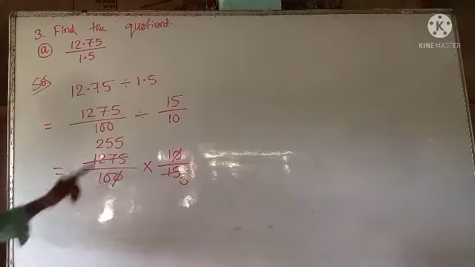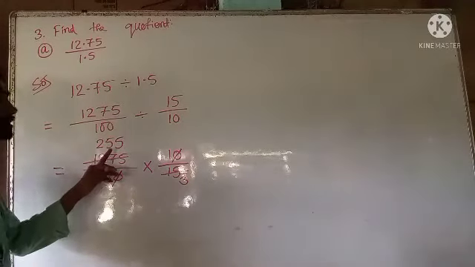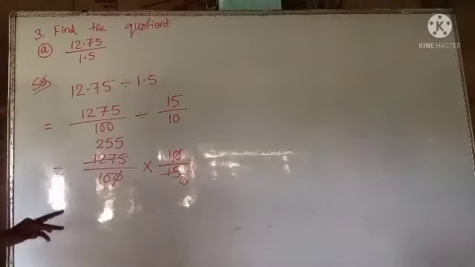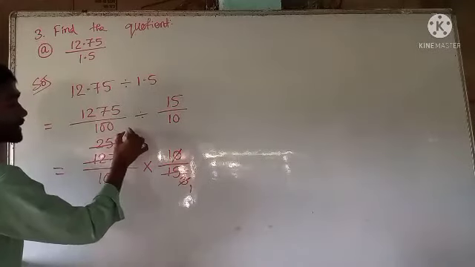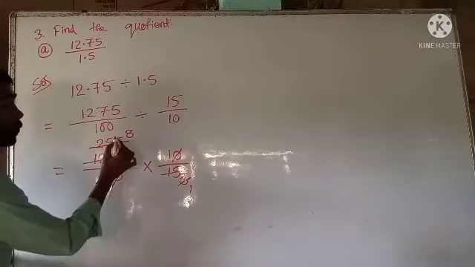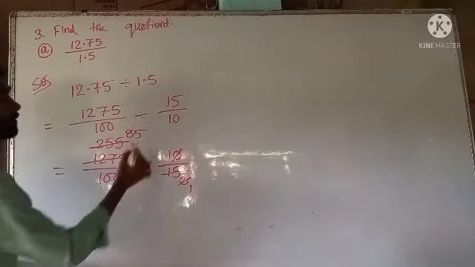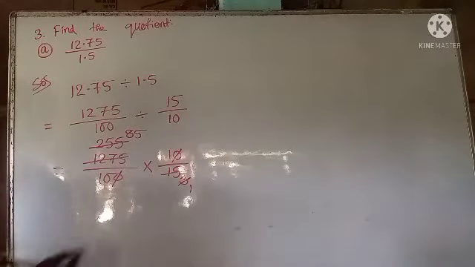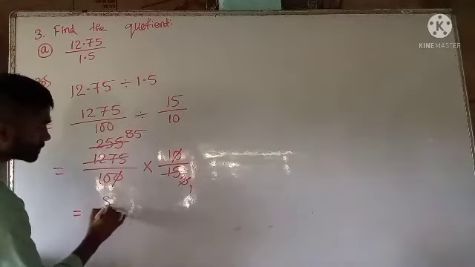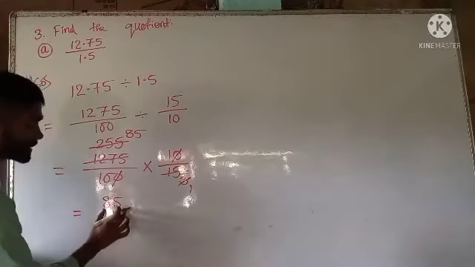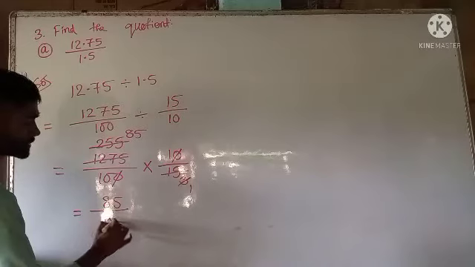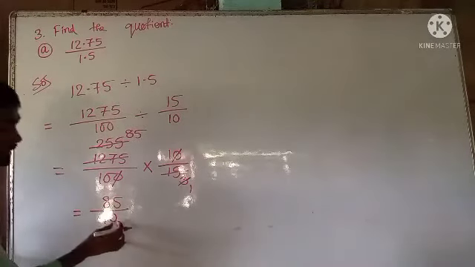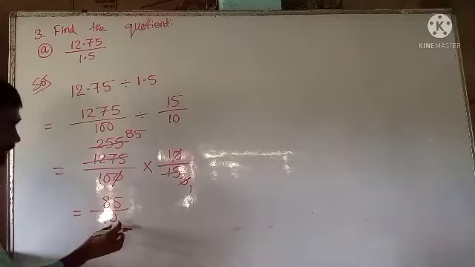Now 3 and 255, whether they are possible to cancel or not. 5 plus 5 is 10, 10 plus 2 is 12. So this 255 is divisible by 3. So 3, 1 times is 3. Again 3, 8 times is 24. And 1 in hand, 3, 5 times is again 15. So we got here 85 in the numerator's place. Into 1 we will get the same result, that is 85 itself. By 10 into 1 we will get the same result, that is 10. Now here this denominator has 1 0 in it, that means 10.